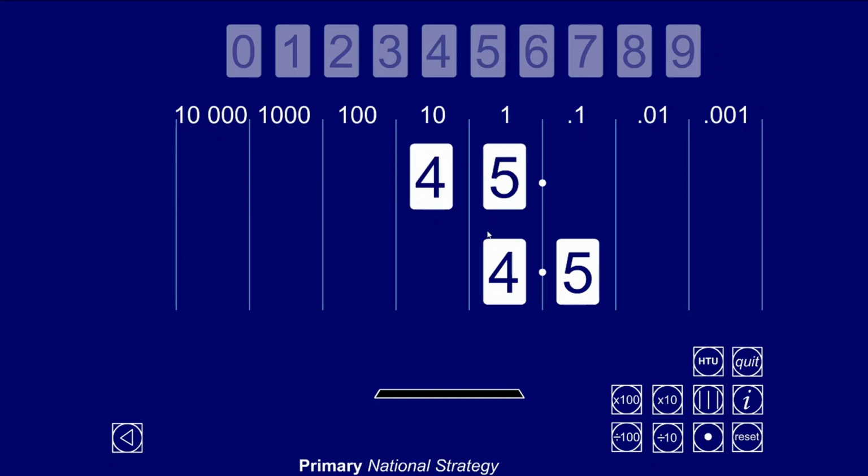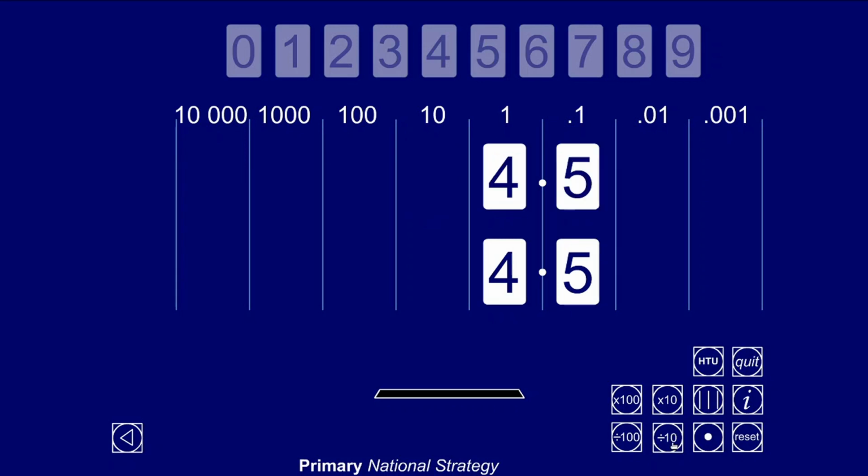The digits jump one place to the left. Each of the digits has got 10 times bigger. My 4 is now 40. My 0.5 or half is now 5. So it's 5 tenths, and it's now 5 ones. You see what's happened, divide by 10.